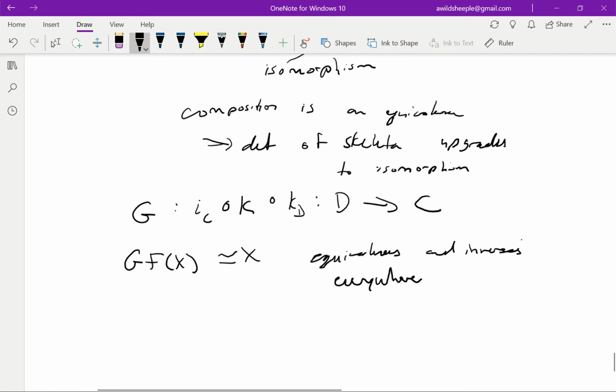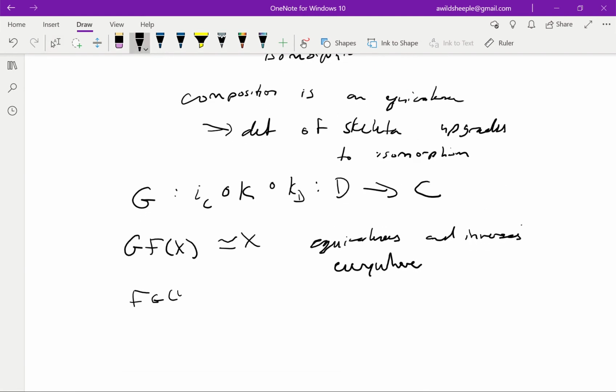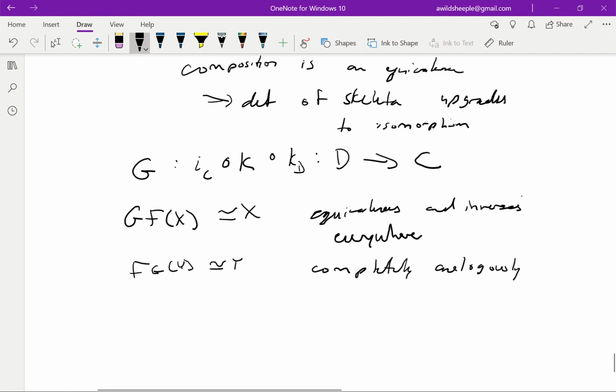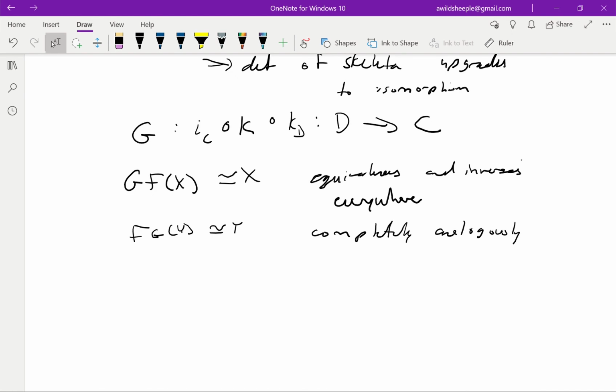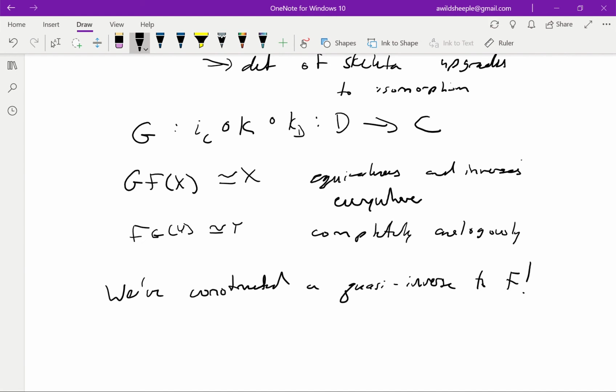And similarly for FGY, completely analogously. So then we can use these to construct the natural isomorphisms that it takes to prove this. And so what we've really done here is we've written down a quasi-inverse to F, which is what we needed to do. So this implies F is an equivalence of categories.